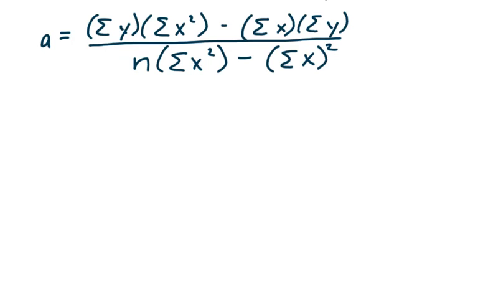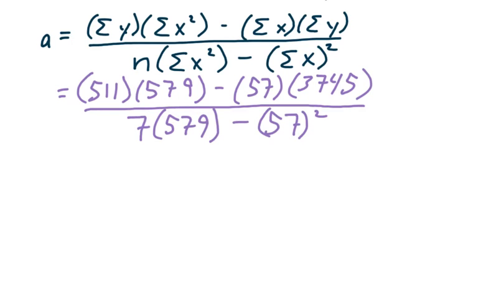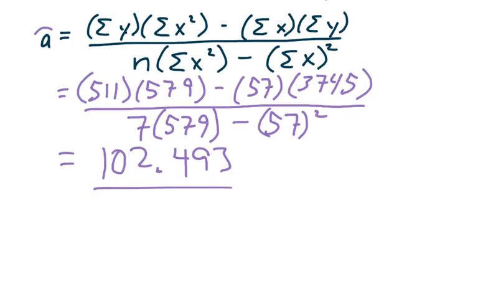So this is the formula for A. This is the constant coefficient in the equation for the regression line for Y prime. And we'll substitute in all of these sums that we have above. And then after that, we go ahead and complete that calculation with the calculator. And after rounding to 3 decimal places, I get 102.493. So that is our constant coefficient for A.